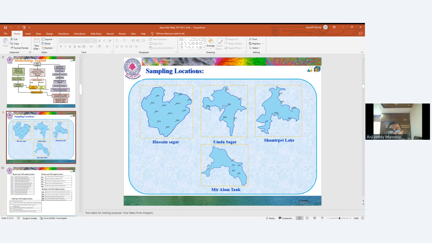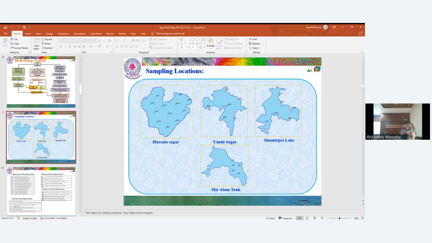These are four lakes: Hussain Sagar Lake, Umda Sagar Lake, Shamirpet Lake, and Mir Alam Lake. These four lakes are distributed in Hyderabad city in different directions. Identifying the pre-sampling locations in a water body itself is not a small task, because wherever you look in water, you see the same thing. There is no landmark, nothing like that. If it is land, you can have a landmark. Here you don't, except with the GPS instrument.